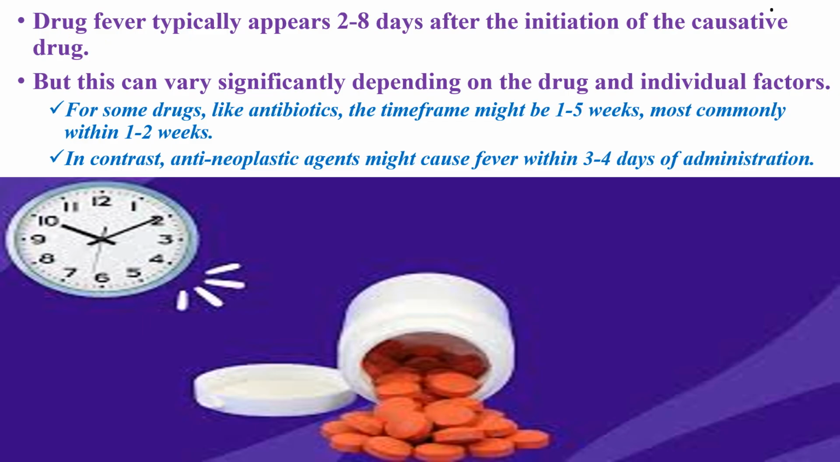Drug fever typically appears 2 to 8 days after the initiation of the causative drug, but this can vary significantly depending on the drug and the individual factors. For some drugs, like antibiotics, the time frame might be 1 to 5 weeks, most commonly within 1 to 2 weeks. In contrast, antineoplastic agents might cause fever within 3 to 4 days of administration.